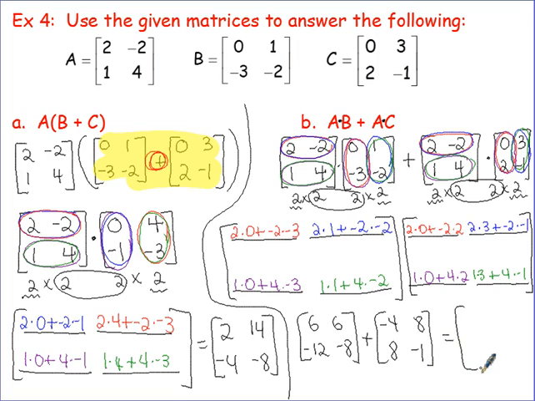Final answer. Now we have to add. 6 plus negative 4 is 2. 6 plus 8 is 14. Negative 12 plus 8 is negative 4. And negative 8 plus negative 1, I'm sorry, where did I get? Yeah, negative 8 plus negative 1 is negative 9. And we are done.